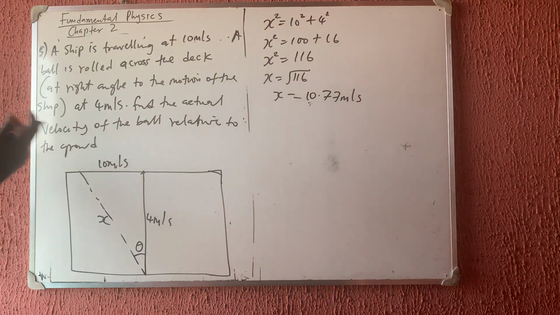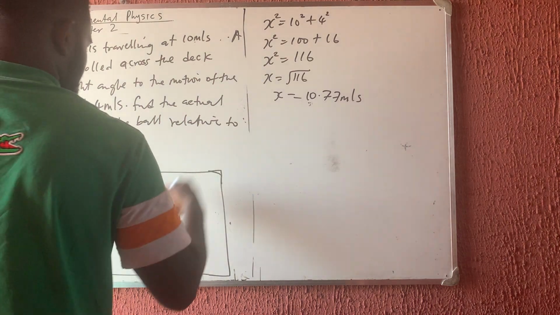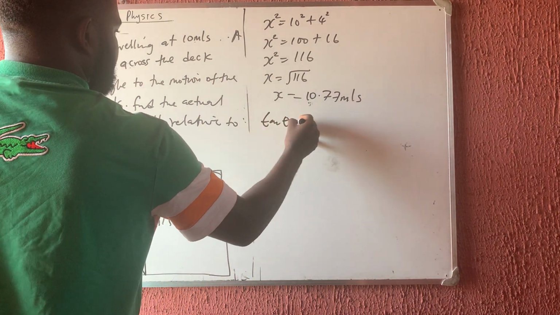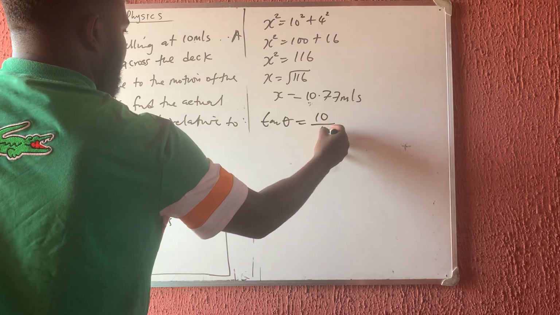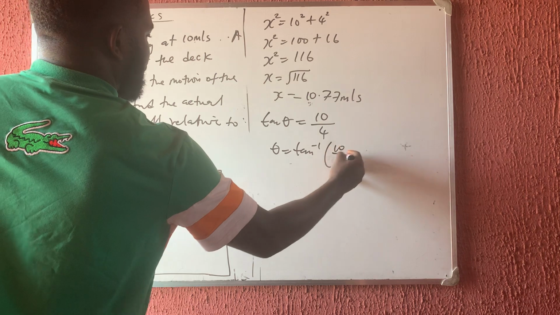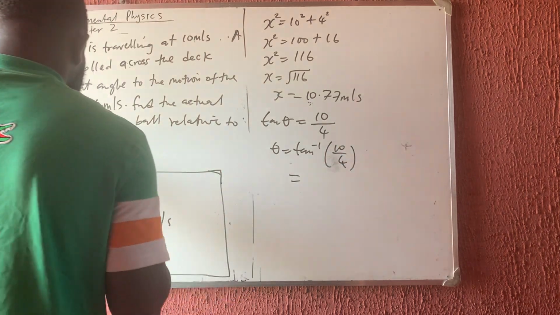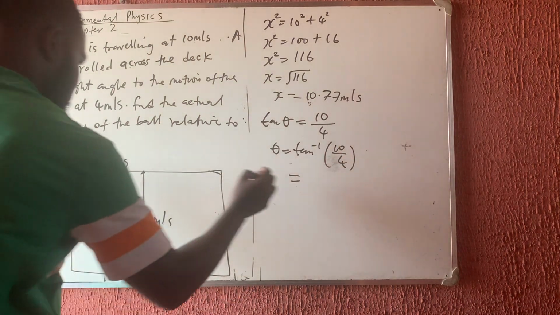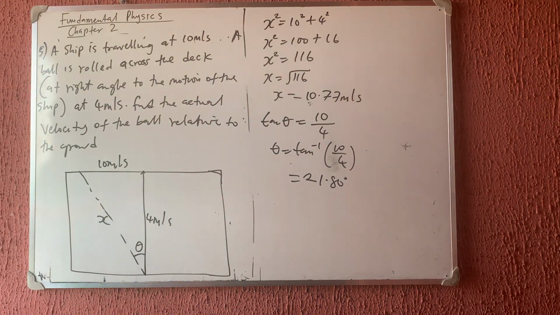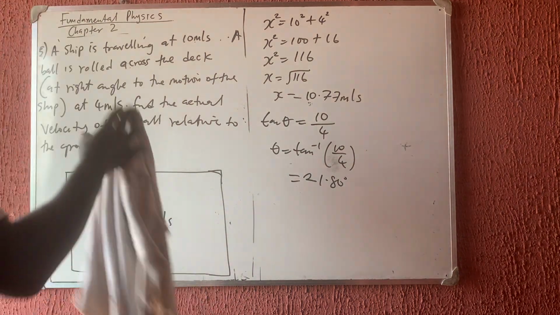So you can decide to get the direction. The direction is opposite over adjacent. So tan theta is equal to opposite 10 over adjacent 4. So theta will be the tan inverse of 10 over 4, which will give you 21.8 degrees. All right? So that is that. We move to question number 6.